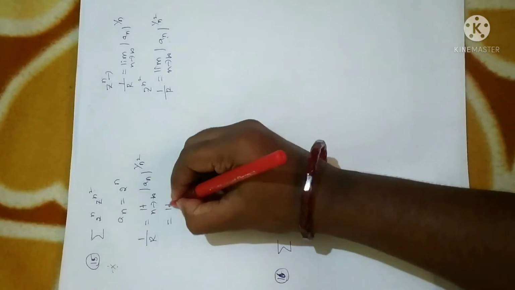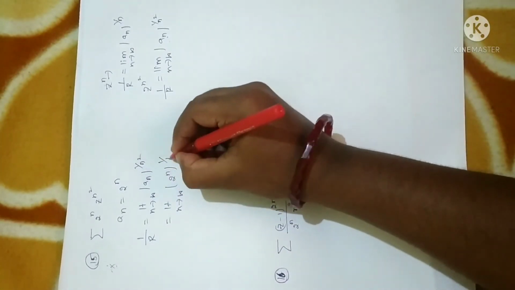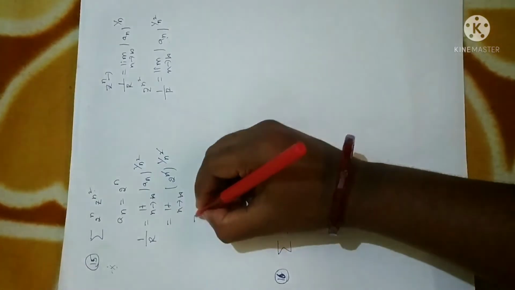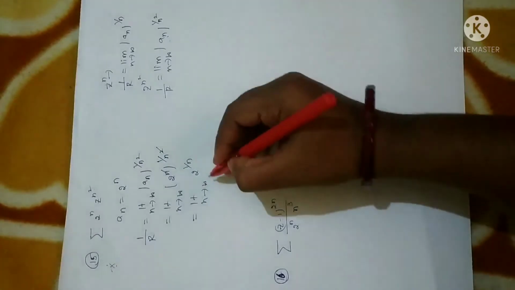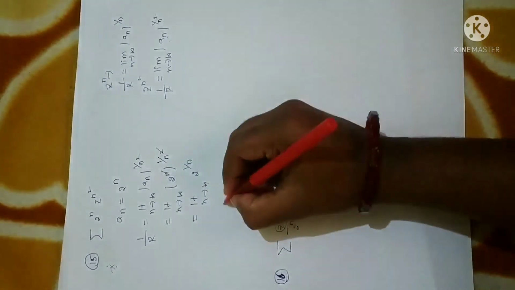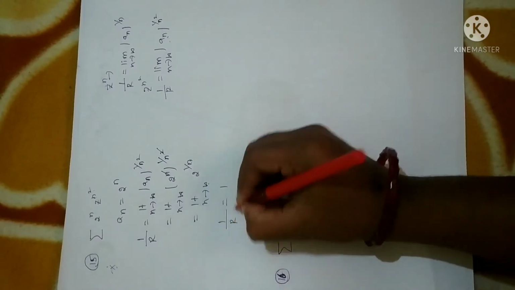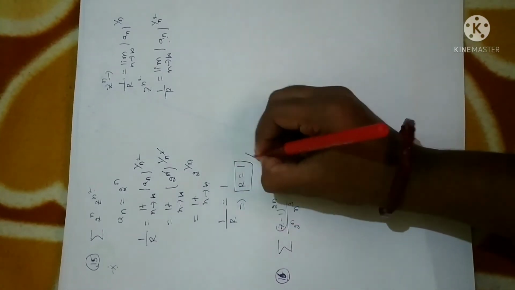Now limit n tending to infinity, an is 2 power of n whole power 1 by n square. So the square with this gets cancelled. You will get limit n tending to infinity 2 power of 1 by n. Now when you apply limit n tending to infinity, 1 by infinity is 0. So 2 power of 0 is 1. That is 1 by r is equal to 1. Again if you take reciprocal, that is, r value is 1.